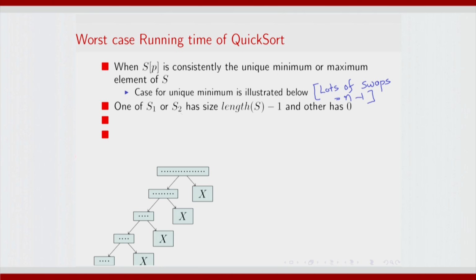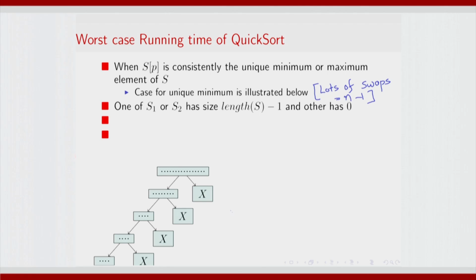So let us try and understand this. So let us say you split S and it turns out that one of S1 or S2 has size length of S minus 1 and the other has size 0, which means you had to adjust length S minus 1 elements. And suppose this is the case for every subsequent split, that one of them has every element except one, the pivot. The pivot has always been chosen to be the least or the greatest, and this basically leads to a completely skewed binary tree.